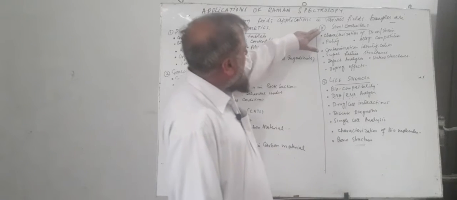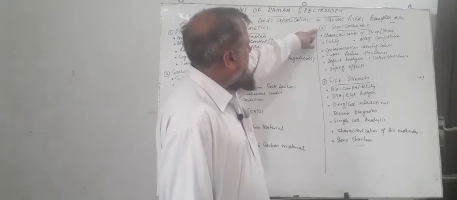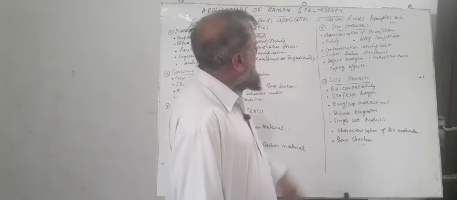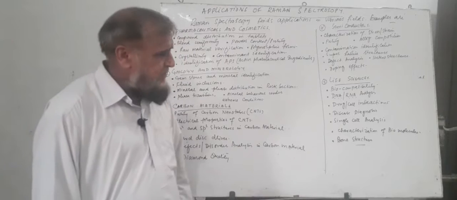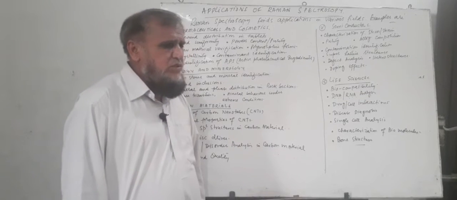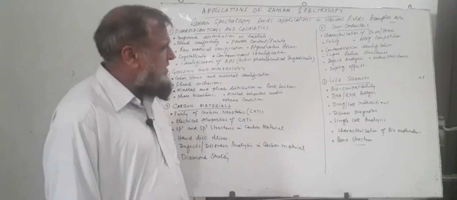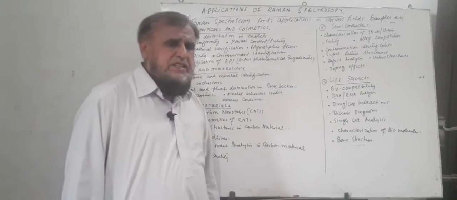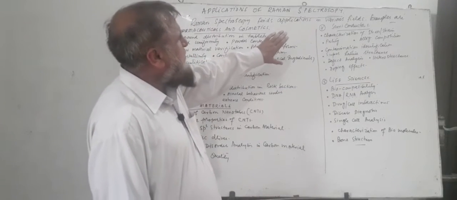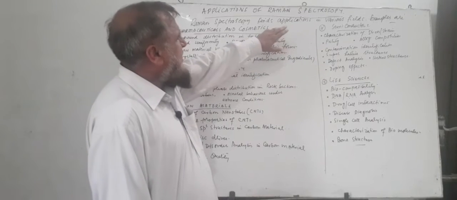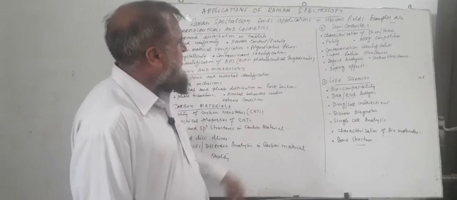The fourth field is semiconductors. Raman spectroscopy can be used for characterization of stress and strain. Stress is the force applied per unit length of the semiconductor, and strain is the deformation produced per unit length. So, by using Raman spectroscopy, we can find out the characterization of stress and strain.